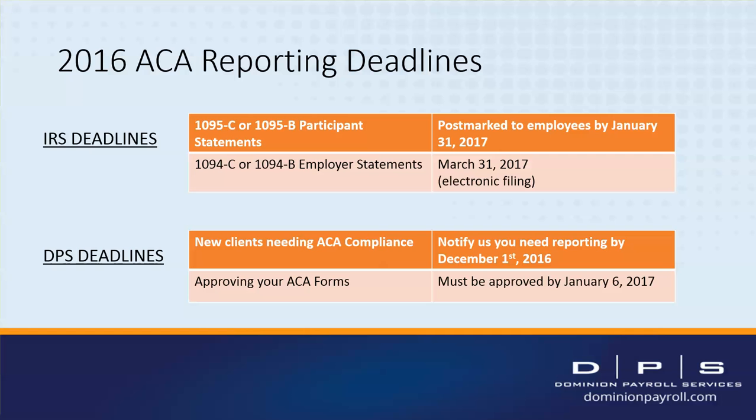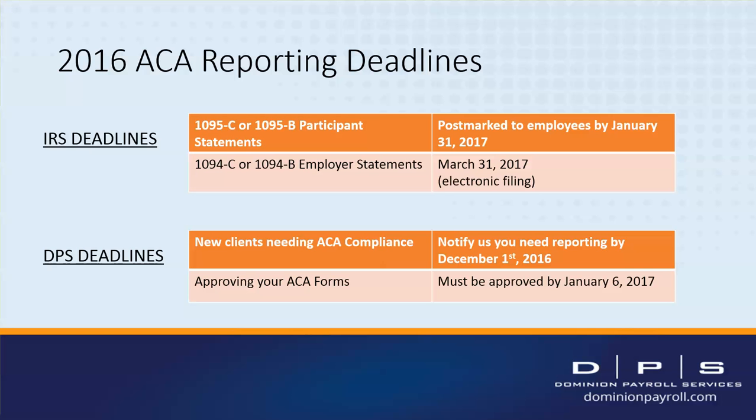employees by January 31st. And as far as the filing of those, so as most of you know, and if you're new, this may be new information, we do handle the electronic filing of all of your 1095, 1094 forms. And the electronic filing deadline is March 31st, 2017. So that is the date by which Dominion Payroll will file all of your ACA forms for you.